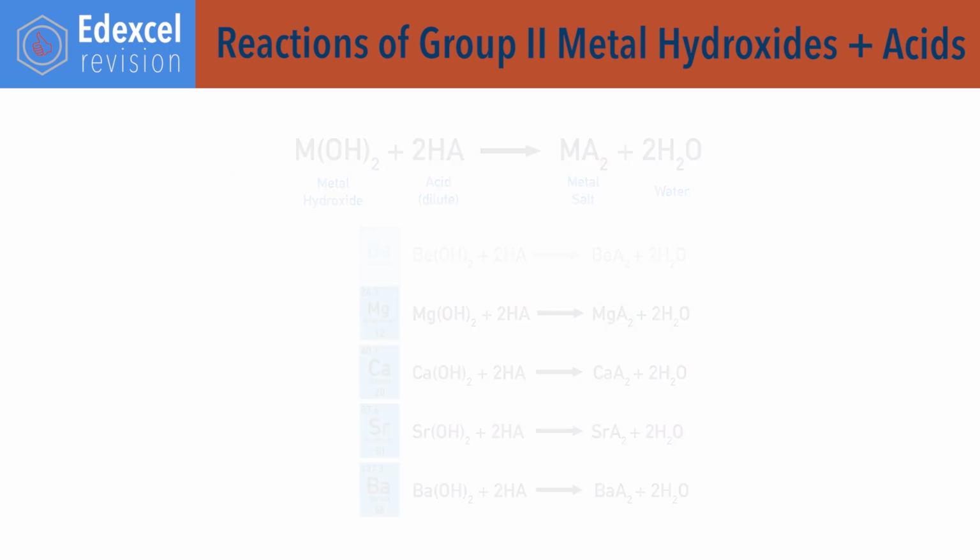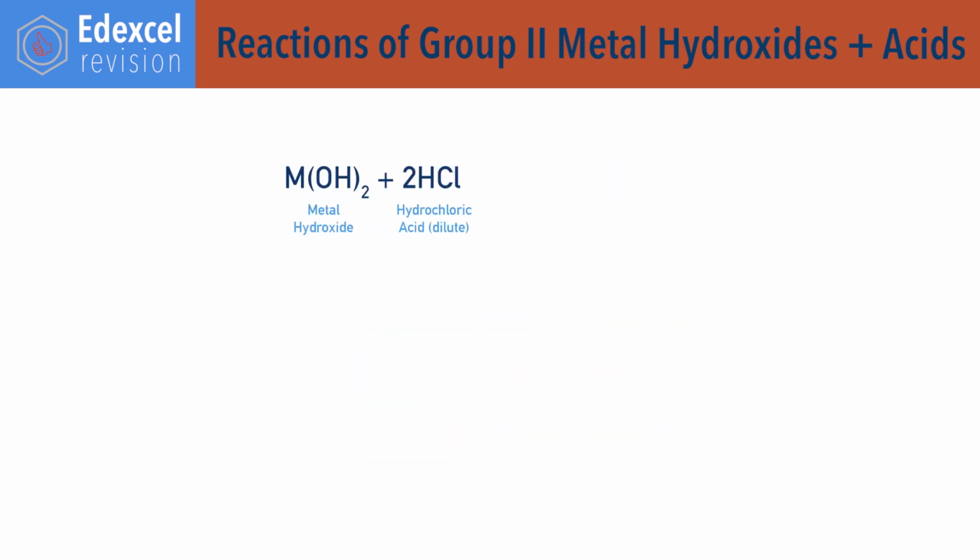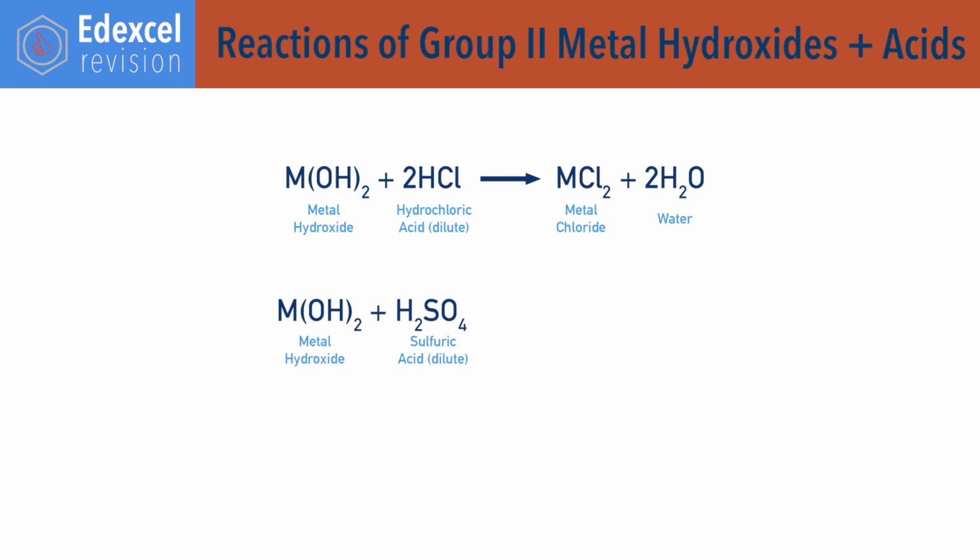Metal hydroxide plus dilute hydrochloric acid forms metal chloride, MCl2, and water. And metal hydroxide plus dilute sulfuric acid forms metal sulfate, MSO4, plus water. The salts formed are colorless in solution.